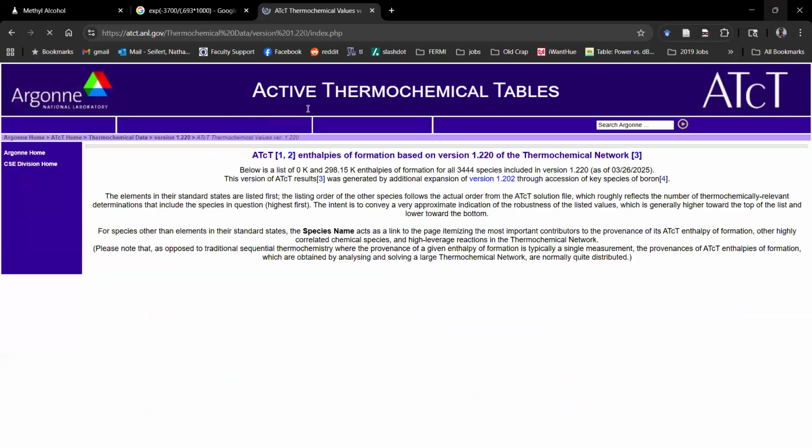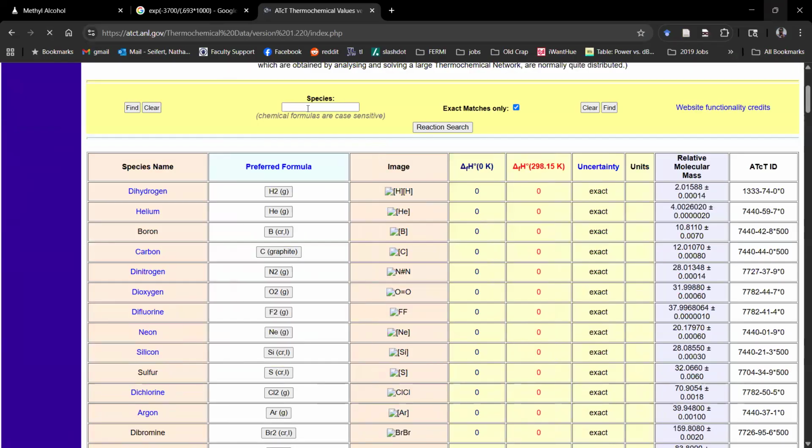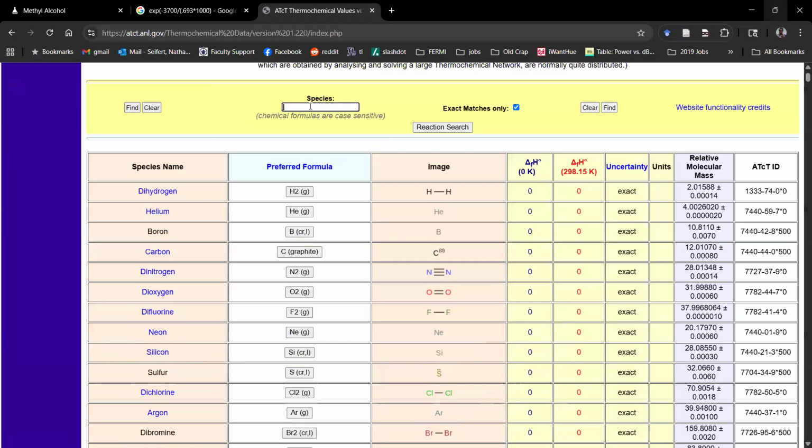Well, you guys have noticed, but Google Chrome has gotten really bad in the last year or so. It used to be really good, and now it's just total crap.